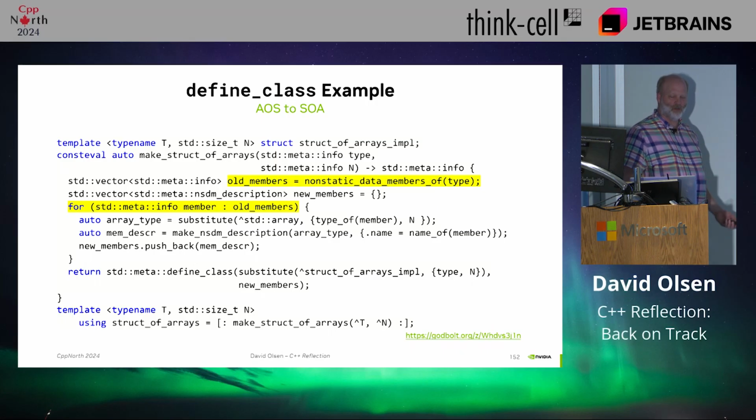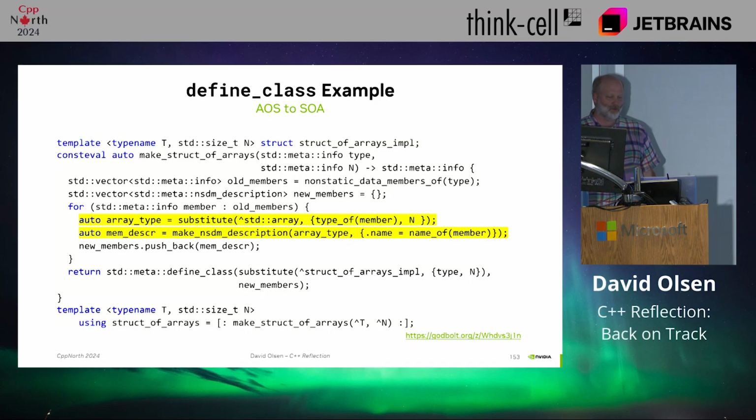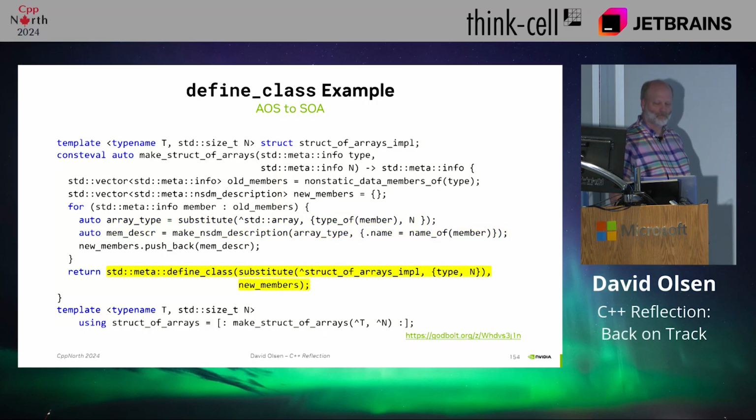To do that, iterate over the data members of the given type. Create a new data member with the same name, but whose type is a std::array of the old type and the desired size. Use define_class to define a new type with the new data members.